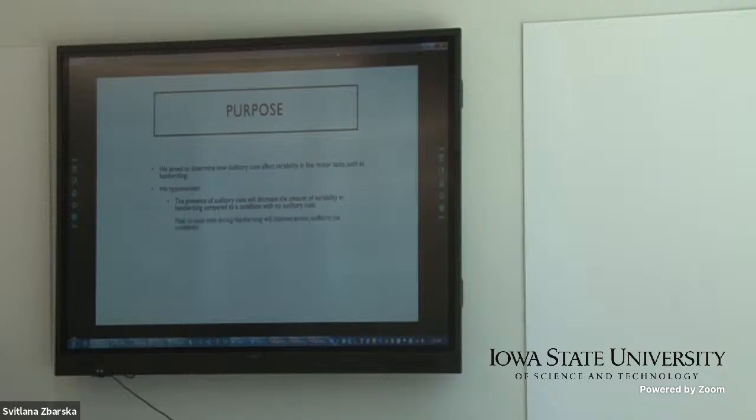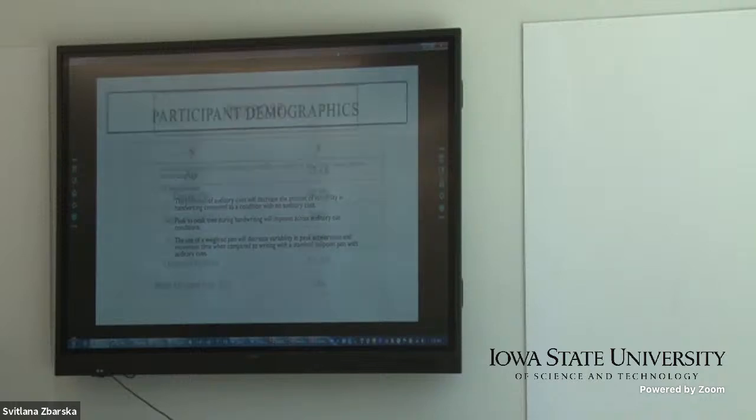We also hypothesized that peak-to-peak time during handwriting would improve across auditory cue conditions. And we also thought that the use of a weighted pen would decrease variability in peak acceleration and movement time when compared to writing with a standard ballpoint pen with auditory cues.